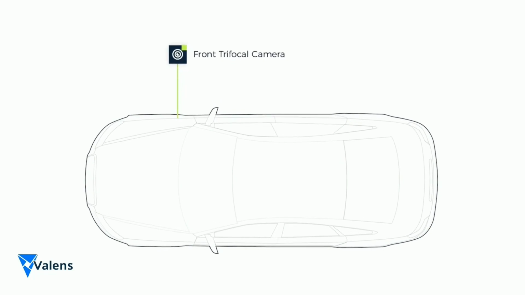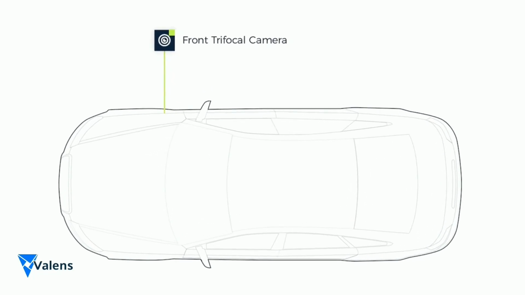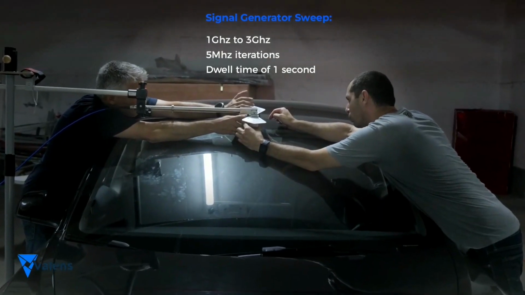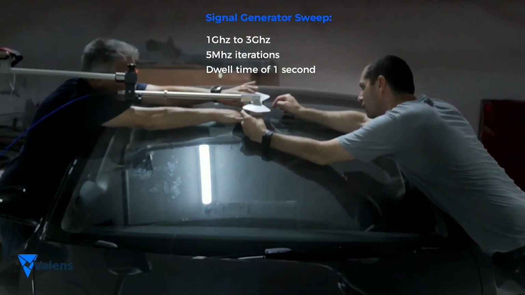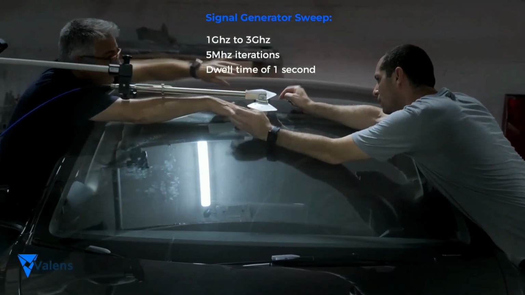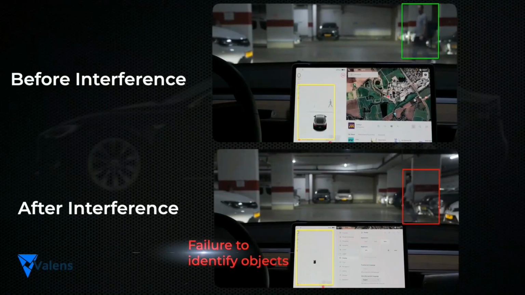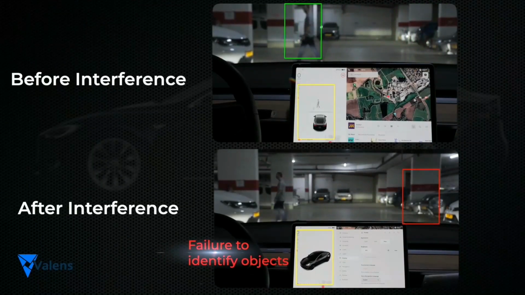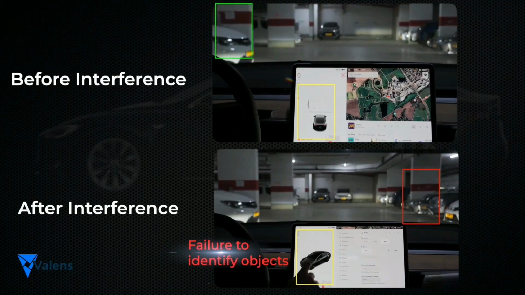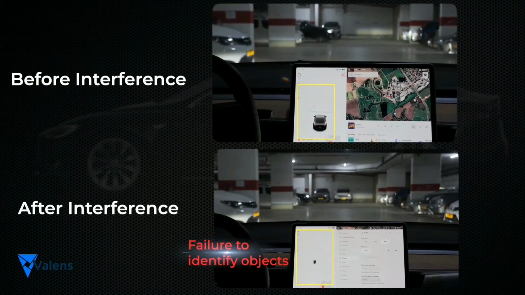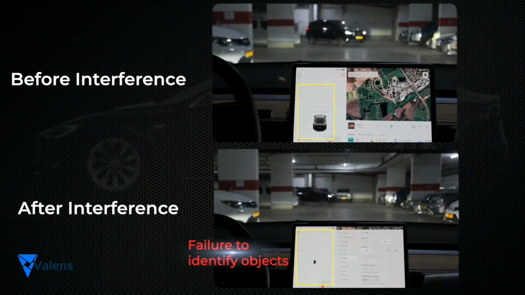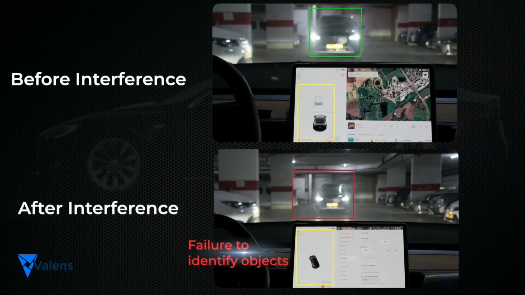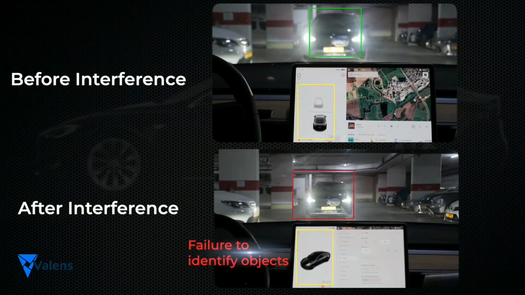In our second scenario, we conducted the same sweep as in the previous one to demonstrate how the autonomous system functions both before and after noise is applied to the trifocal camera. During the normal operation of the car, the system picks up the movements of pedestrians walking by, as well as other cars. However, as you can see at the bottom of the screen, after the application of the noise, the autopilot system completely malfunctions, failing to identify both the pedestrian and the car.